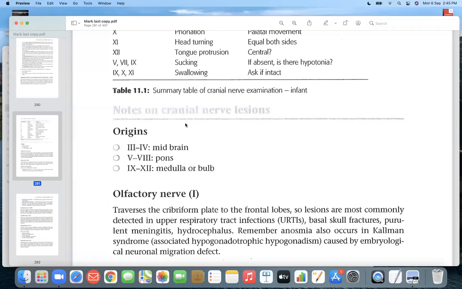So this is notes on cranial nerve lesions. We should know the origins of the cranial nerves usually. 3 and 4 is from the midbrain. 5 to 7 is from the pons. There is a picture I will share. And then 9 to 12 is from the medulla.